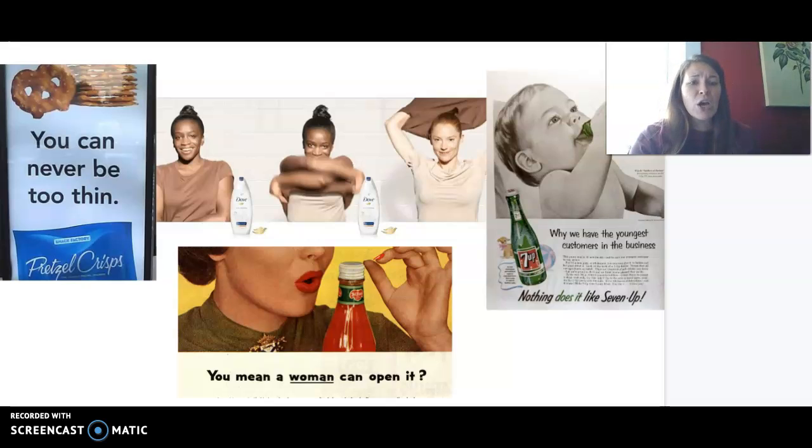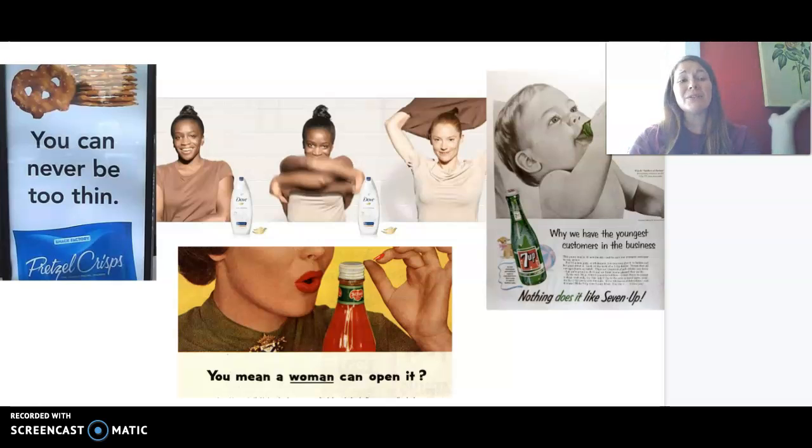And then the last one you see is a picture of a baby drinking a soda, and it says why we have the youngest customers in the business. To me as a parent, I'm like, oh no, no, no. I'm not giving my baby a 7 Up. It's a sugary carbonated pop. Why would you do that?